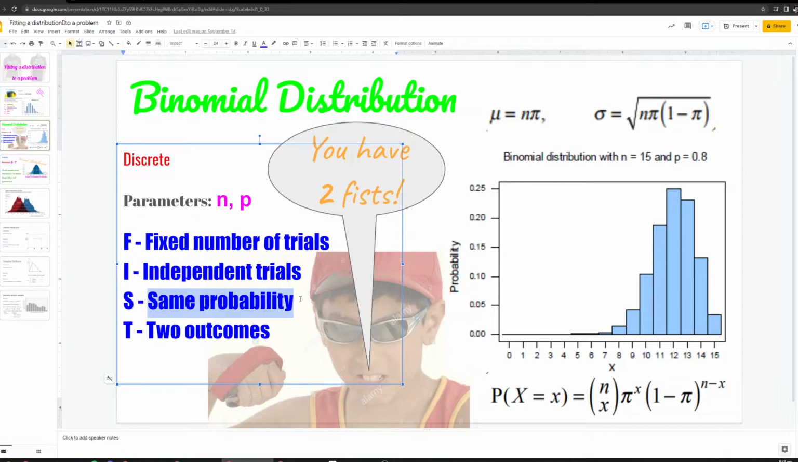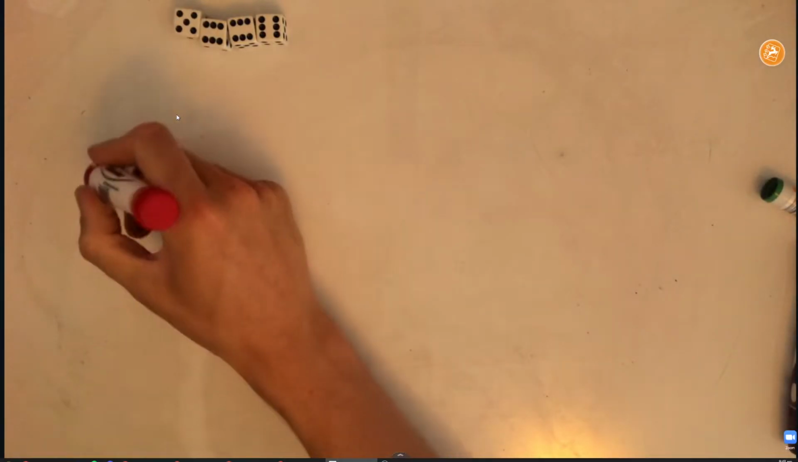S, the same probability. Each coin has exactly a 50% chance of landing on heads or landing on tails. So the probability that the coin is a success, it lands on tails, is always 50% or 0.5. And T, there are 2 outcomes. That's why we use success or failure. So these are your assumptions for the binomial distribution. Right, so we're going to remember fist.